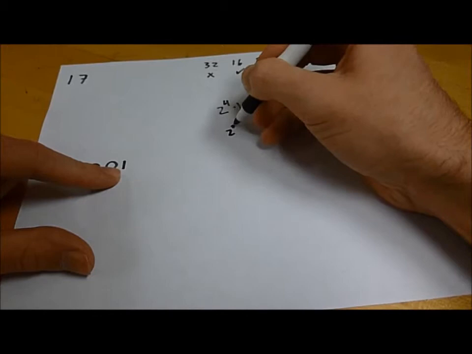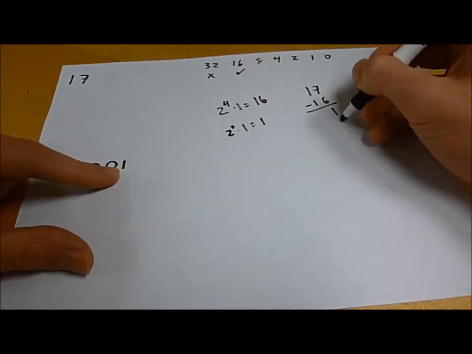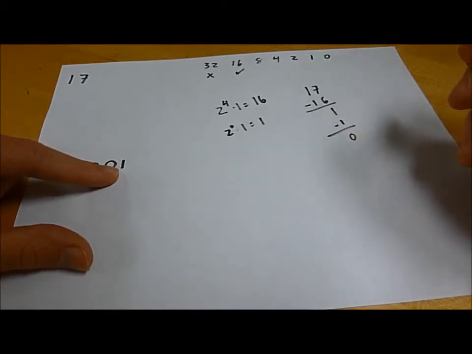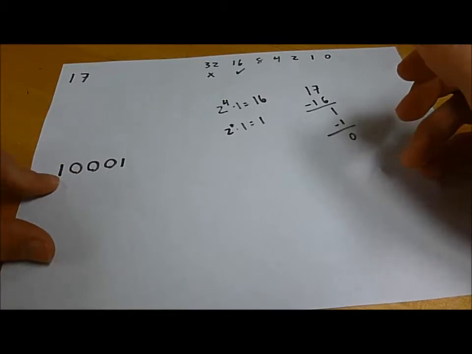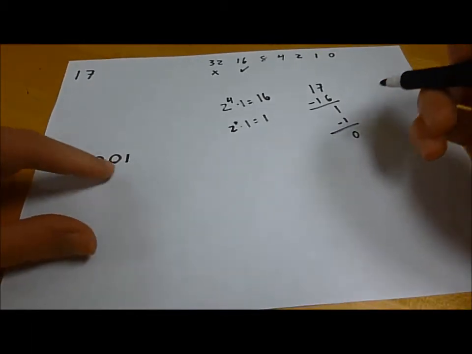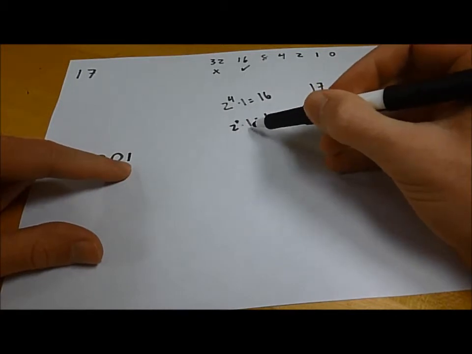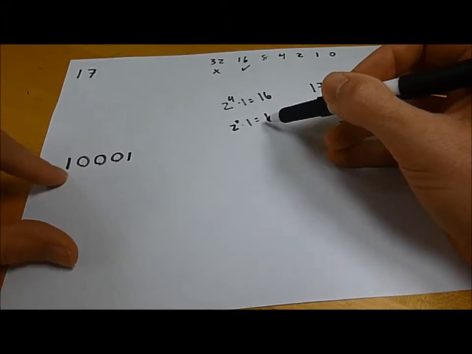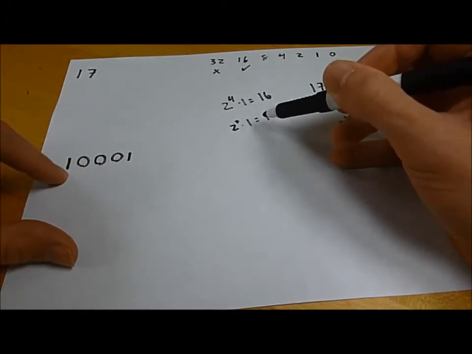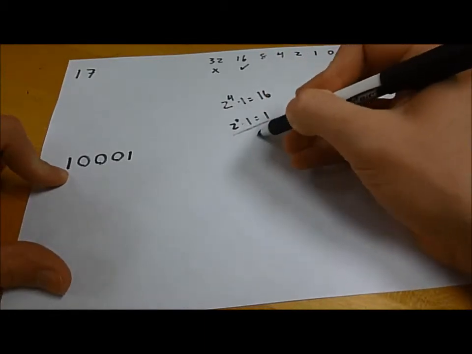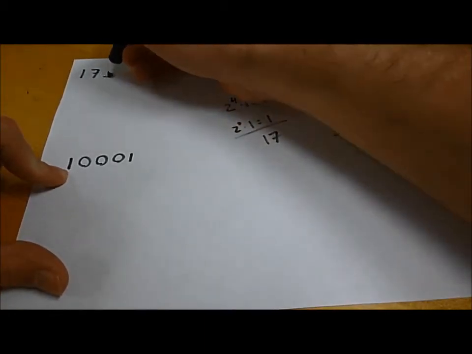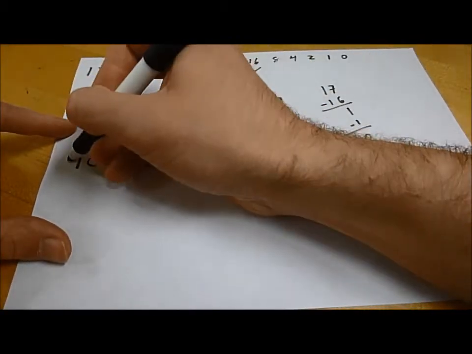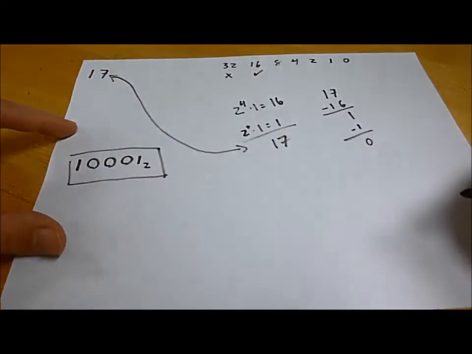So we have 2 to the 0 times 1 is equal to 1. 1 minus 1 is equal to 0. Once you get this number to 0, we're all done. And we will check, using our skills from last time, that we've gotten the right number. So 2 to the 0 times 1 is equal to 1, plus 0, plus 0, plus 0, plus 2 to the 4 times 1 is equal to 16. That is equal to 17. These numbers are equal. So this is our base 2 representation of 17.